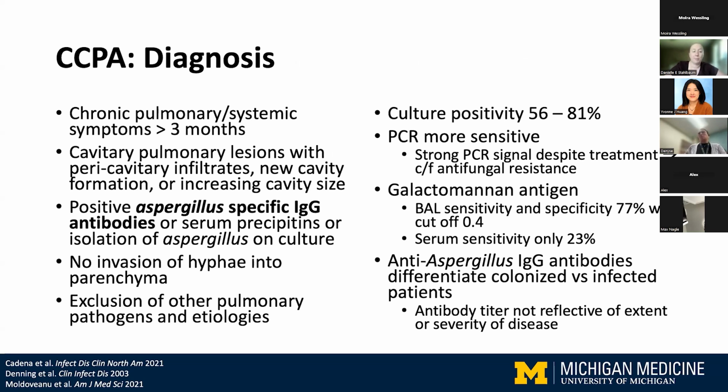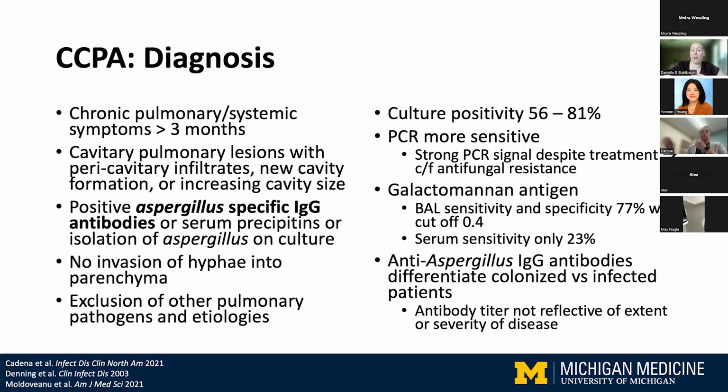A positive Aspergillus-specific IgG antibody is really great. If that's positive, that helps differentiate someone who's just colonized with Aspergillus versus someone who's actually infected. That said, the antibody titer is not reflective of the extent or severity of disease. So it's kind of a yes, no, not a gradation. Have to have no invasion of the hyphae into the parenchyma. Otherwise, that would be invasive pulmonary aspergillosis. And you have to exclude other pulmonary pathogens and etiologies.